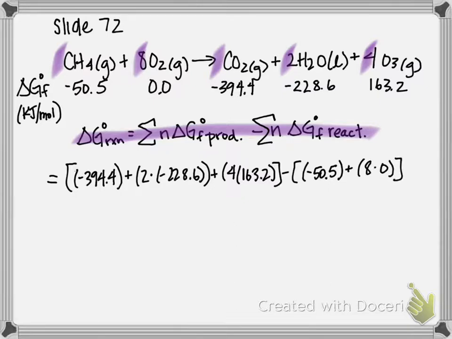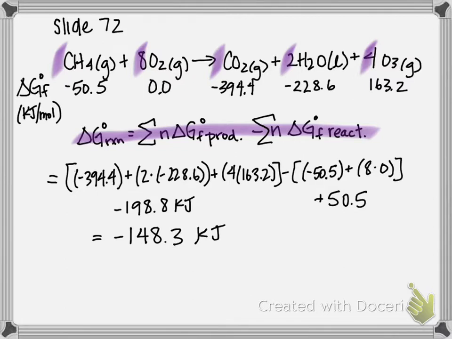So if we sum up the products and the reactants, you should get negative 198.8 kilojoules. And for the reactants, it's going to be positive 50.5. And if we add those together, that's going to give you negative 148.3 kilojoules. And it's technically kilojoules per mole, but the mole is understood, so we don't write it.